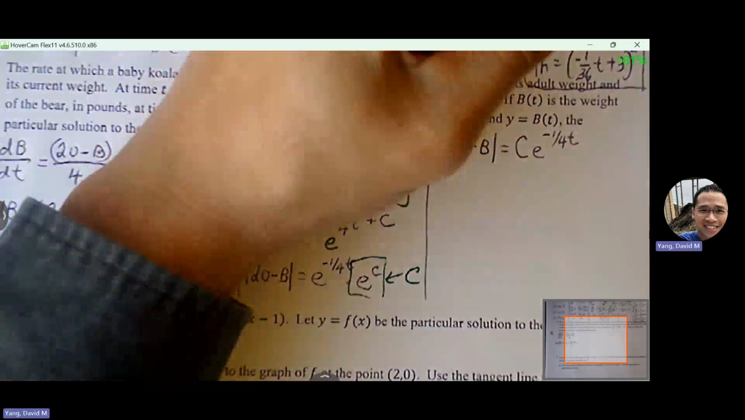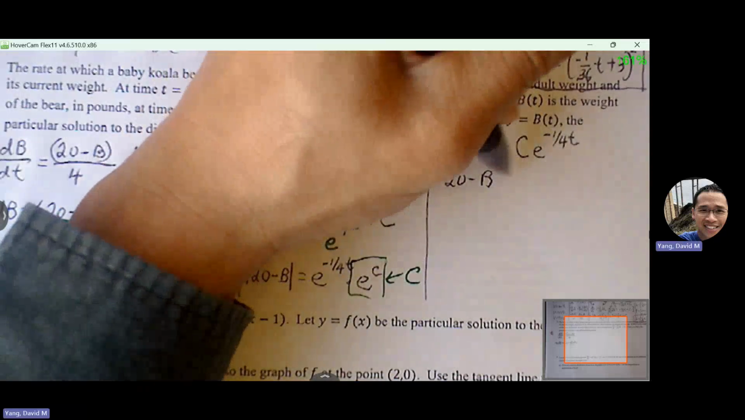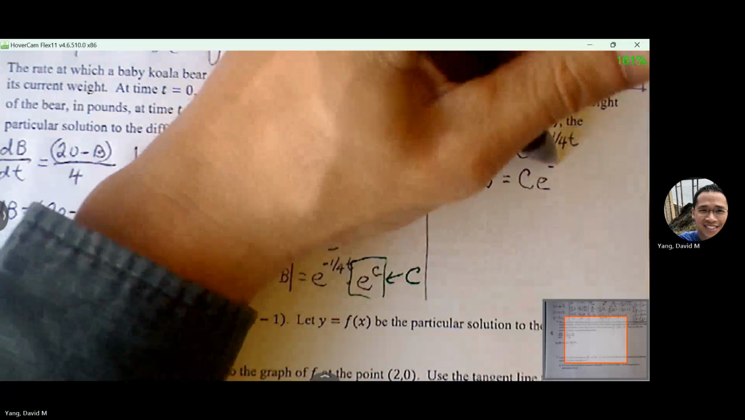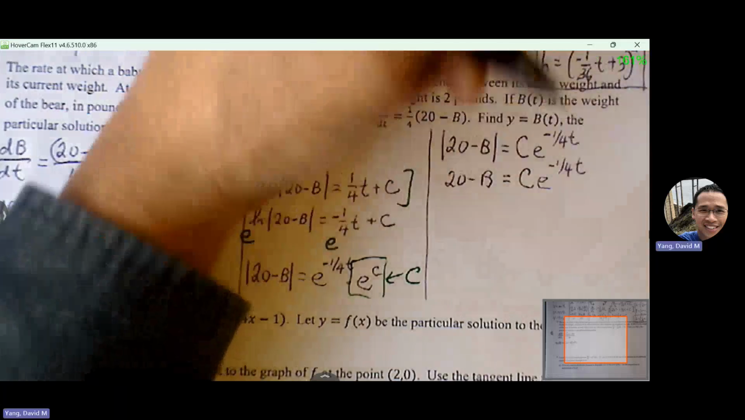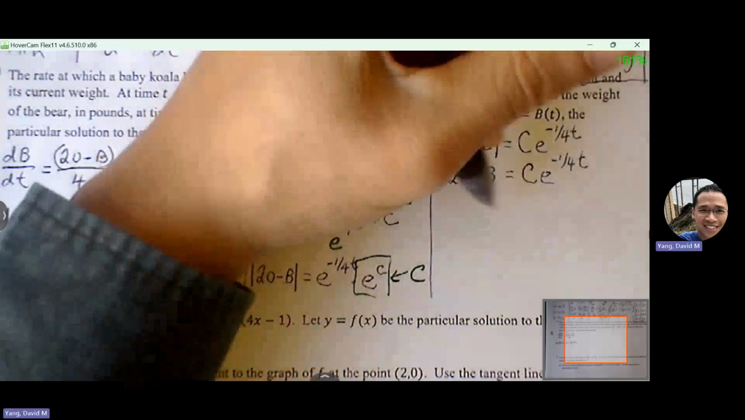Drop the absolute value. We know C is already taken care of plus or minus values, so we can just drop that plus or minus. Let C take that in. Okay, solve for B.